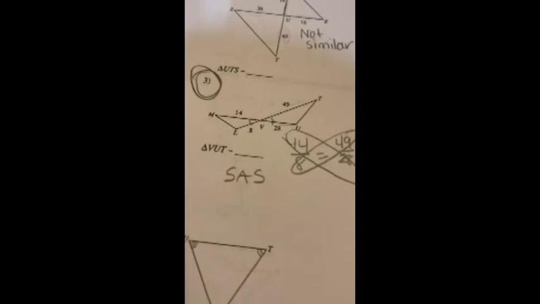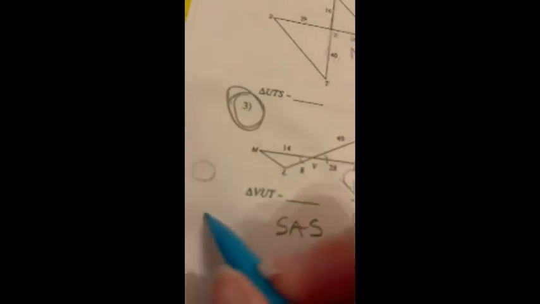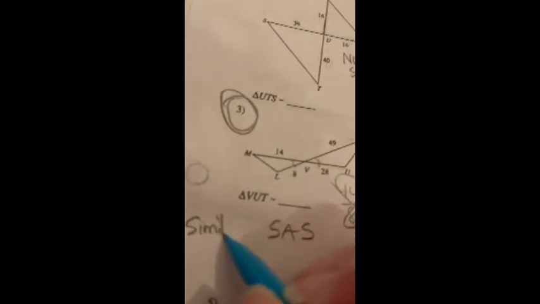Okay, so if I multiply 8 by 49, I'm going to get 392. And when I multiply 14 by 28, I also get 392. So that means they are similar, and they're similar by their side, angle, side. So you call that side, angle, side.